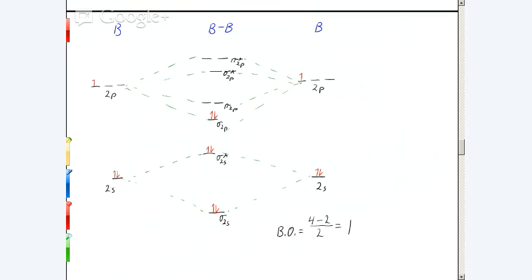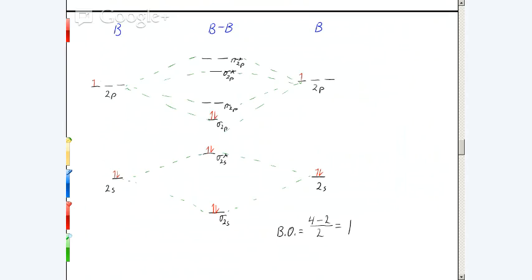Why? Just one boron atom. Would it be para or diamagnetic? No, para. Paramagnetic because it has one unpaired electron, right? So it has one unpaired electron. We'd expect that to be paramagnetic for the atom.